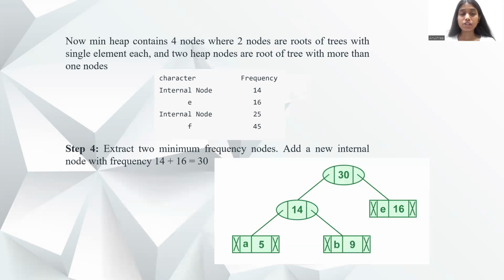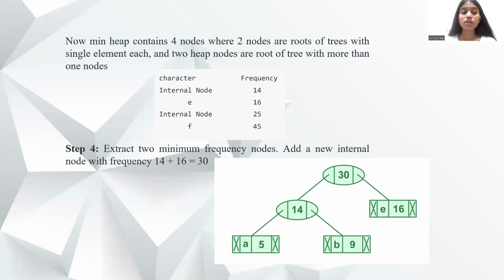Now the min heap contains 4 nodes, where 2 nodes are roots of trees with a single element each, and the 2 other nodes are roots of trees with more than 1 node. So now we arrange the characters and frequencies again with the 2 internal nodes which we created previously. So the internal node 14, which we obtained, E with 16, the internal node 25, and F with the frequency 45. Step 4 is to extract the 2 minimum frequency nodes again.